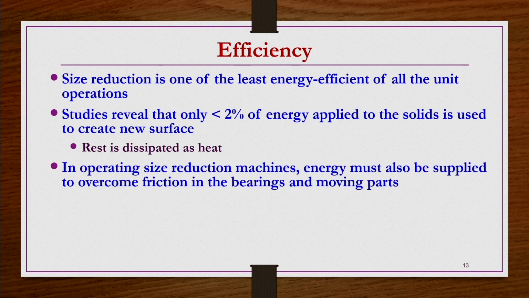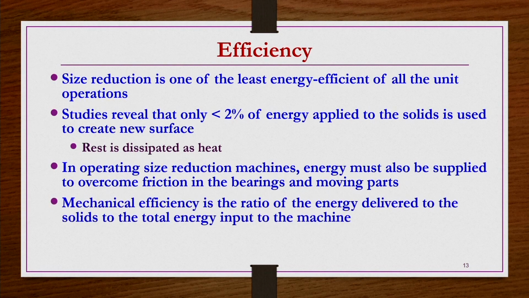In operating size reduction machines, energy must also be supplied to overcome friction in the bearings and moving parts, as I already mentioned. And mechanical efficiency is the ratio of the energy delivered to the solids to the total energy input to the machine. Since we have already seen that only a fraction of energy is being utilized by the solids for a given size reduction operation, that utilized energy divided by the total energy supplied to the size reduction equipment gives a measure of mechanical efficiency.